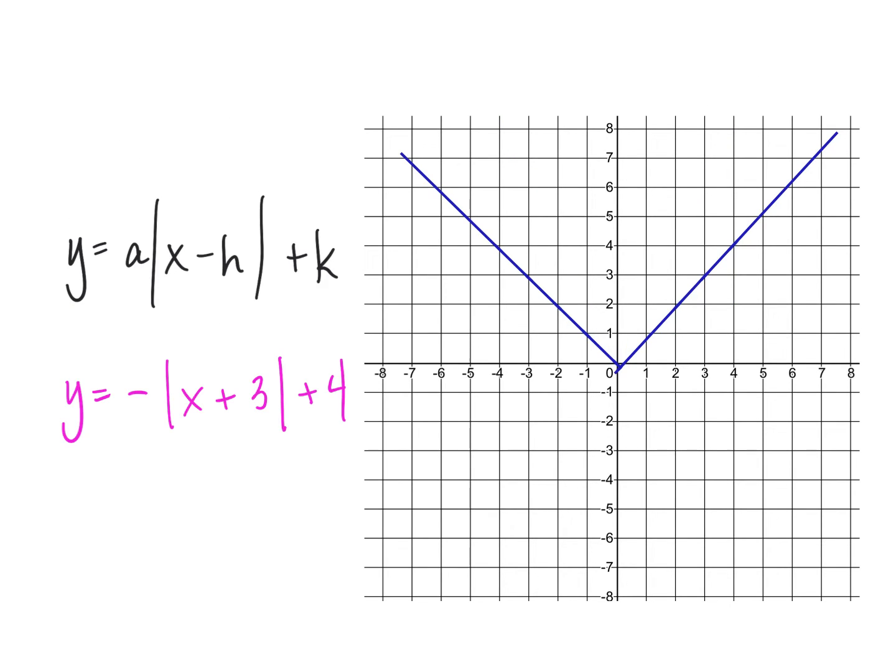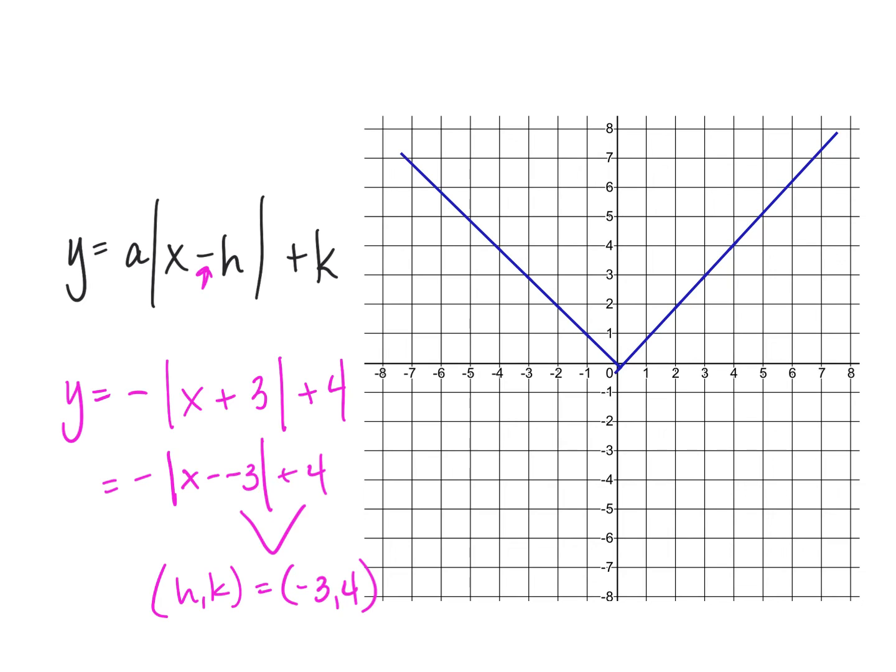Now we have a negative in front for our A, and we have a change in the locator point. So I'm going to do the locator point first. X minus h, so this is x plus 3, which is essentially another way of writing x minus a negative 3, and then plus 4. That whole thing's going to be negative. So my locator point, my HK, is going to be negative 3, 4.